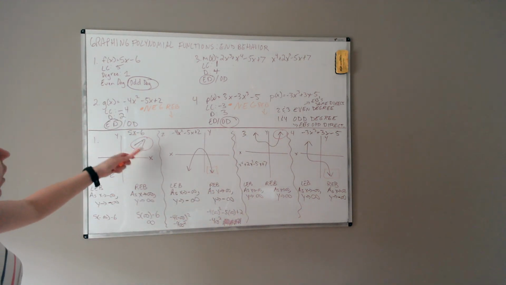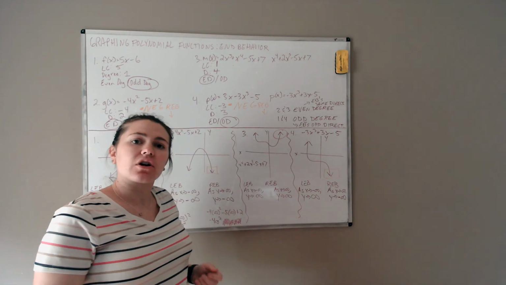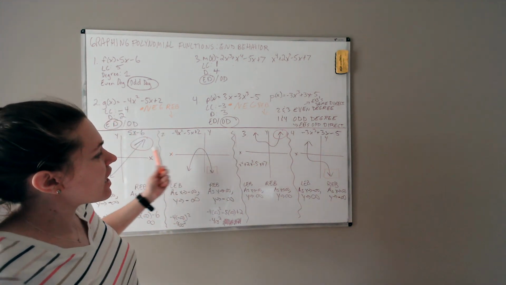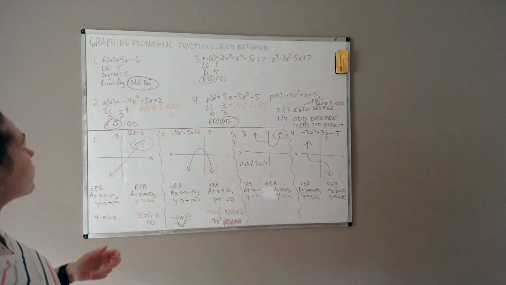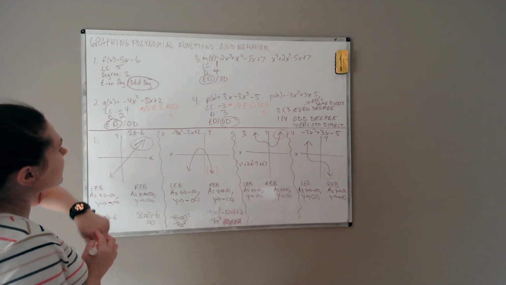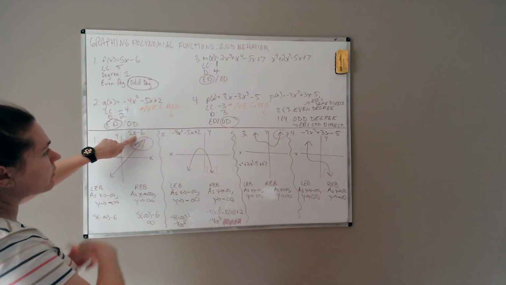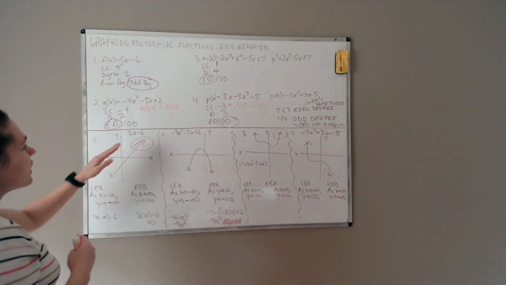Now, 1 and 3, the right ends are going up. Now remember, the right ends are talking about as x approaches positive infinity. So notice, if I plug in positive infinity, I'm going to get 5 times infinity.